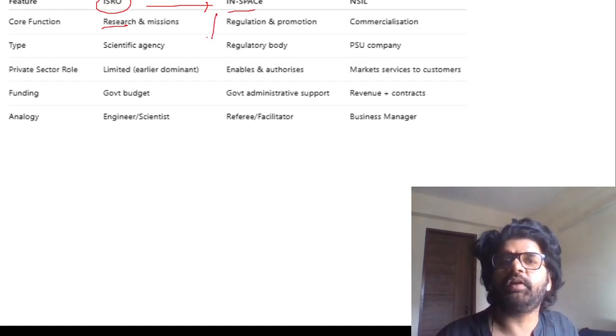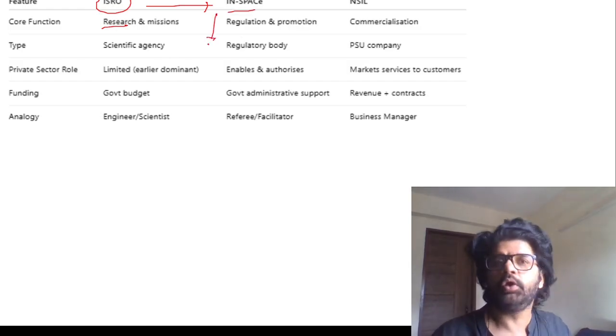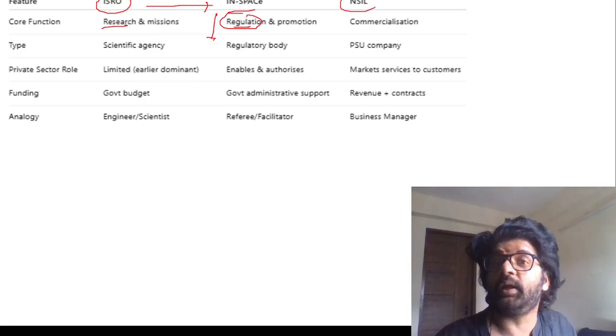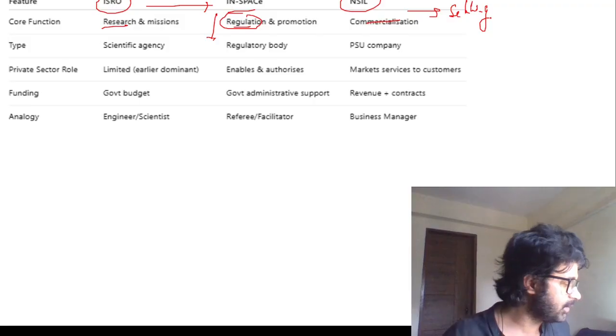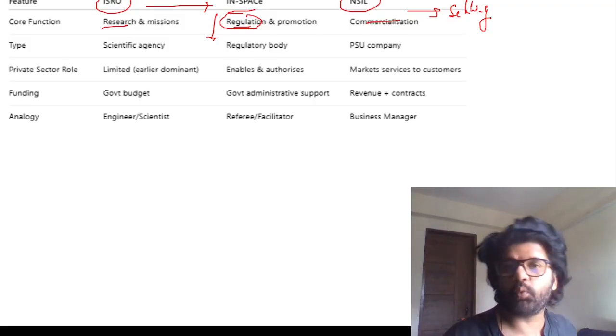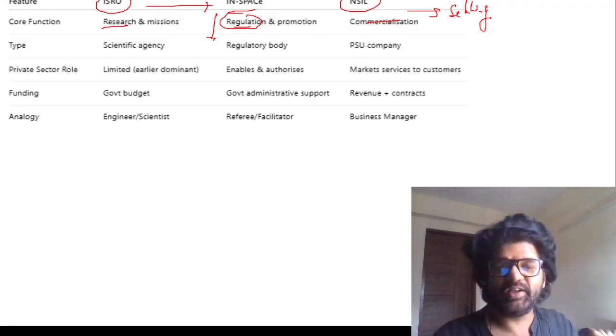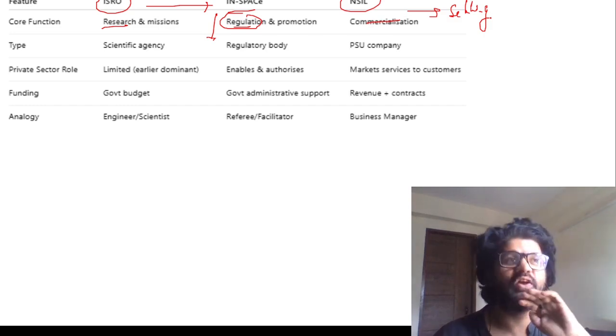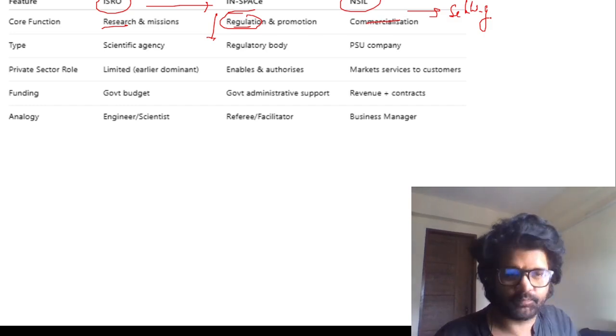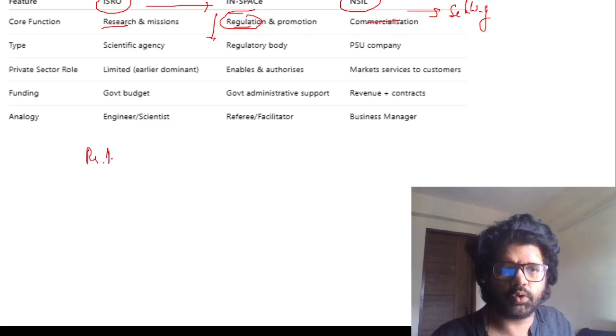In space, we have allowed the private sector in the space arena now. Who will come, who will not, that is done by InSpace. So they are doing regulation. NSIL, commercialization, selling. You are good in a particular stuff, that is fine, but you have to sell yourself to the world. You have to tell what you are good at. I was seeing one very important allegory, that there is a bus which is costing you 10 rupees. There's another bus, 50 rupees they're costing you. It's an AC bus, every facility.